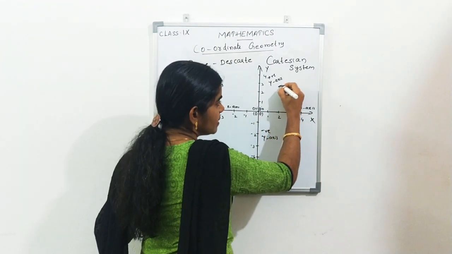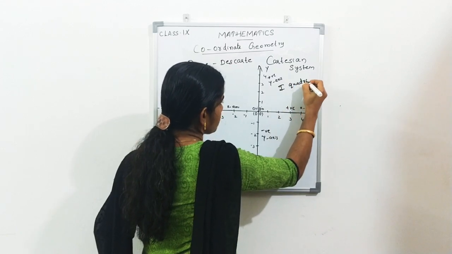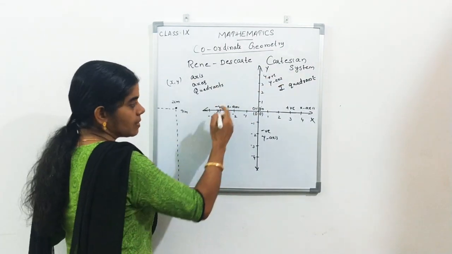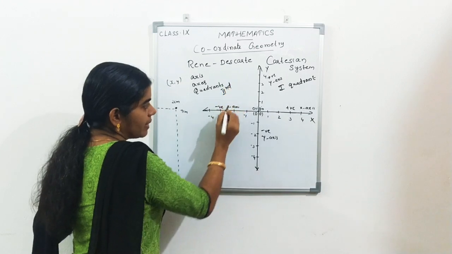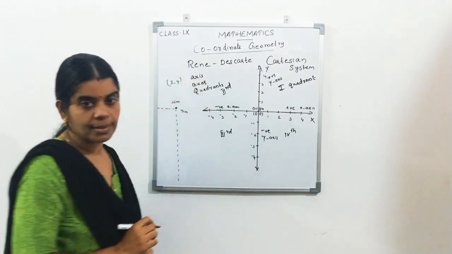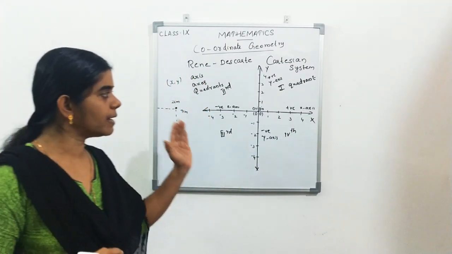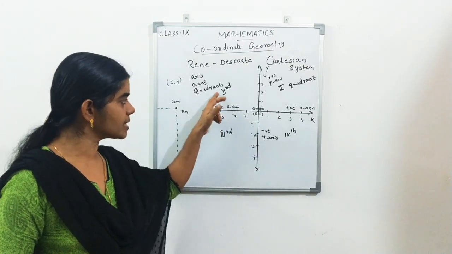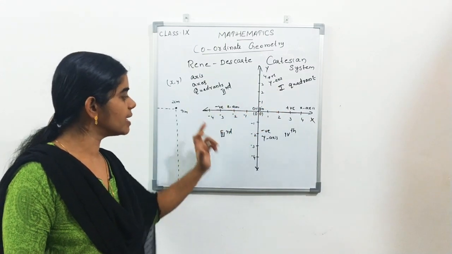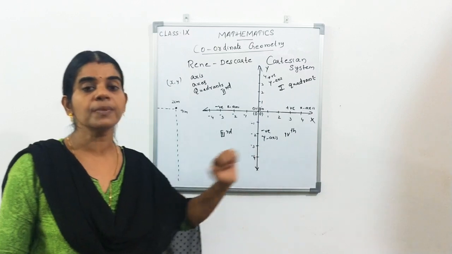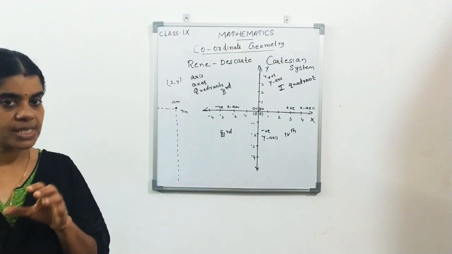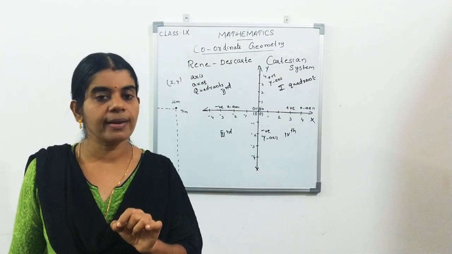We are starting from here. This will be the first quadrant. Next we are moving in an anti-clockwise direction. This will be the second quadrant. This will be the third quadrant and this will be the fourth quadrant. Therefore, the coordinate axes divide the plane into 4 equal parts. Each part is known as a quadrant. We start from here: this will be the first quadrant, this will be the second, this will be the third, and this will be the fourth quadrant.